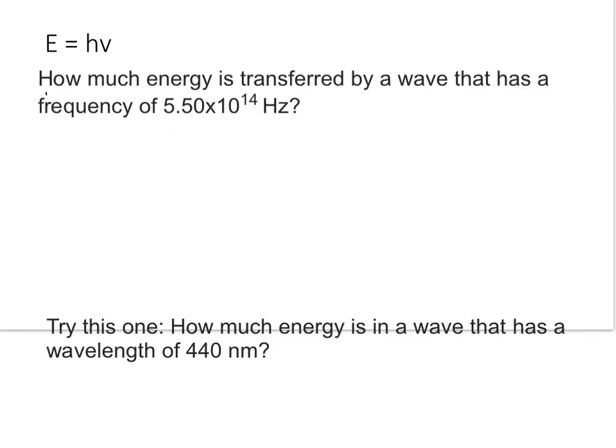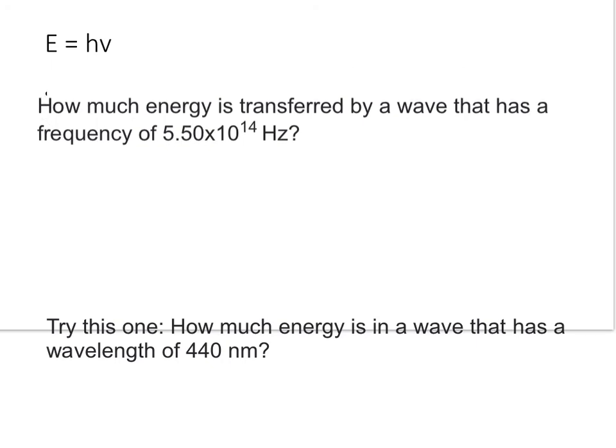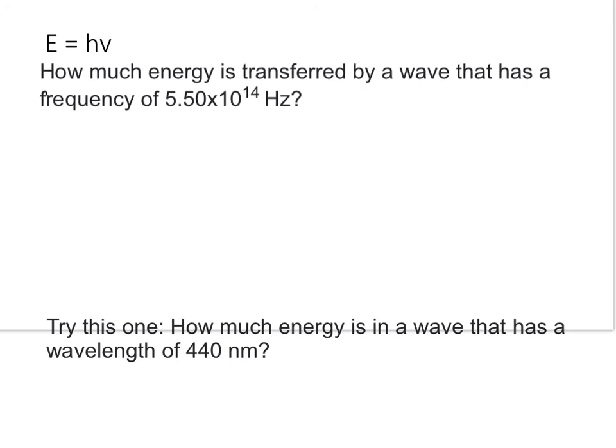All right, so let's talk about this real quick, right? How do we use this equation? So we want to know this: how much energy is transferred by a wave that has a frequency of 5.5 times 10 to the 14th hertz. Okay, well, we're going to use our E equals h nu equation, right? So here we want to find our energy, which of course will be in joules, right? And that is just Planck's constant, right?